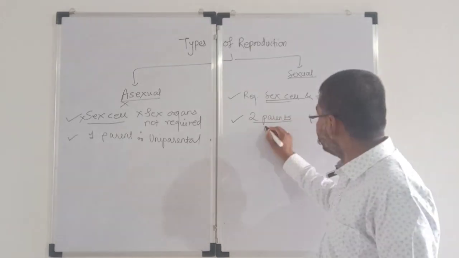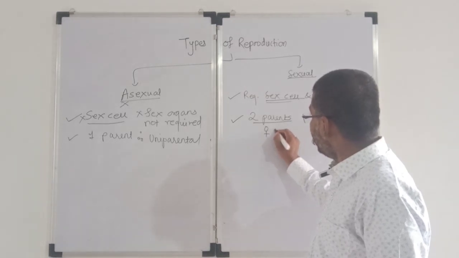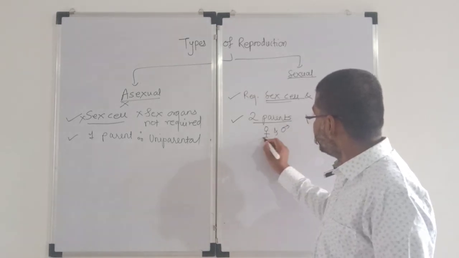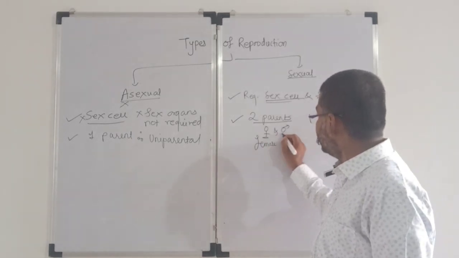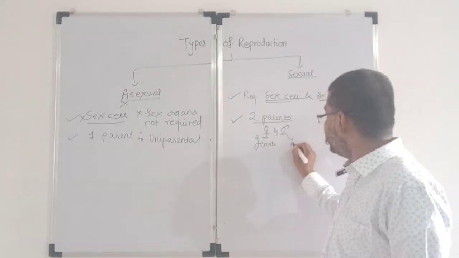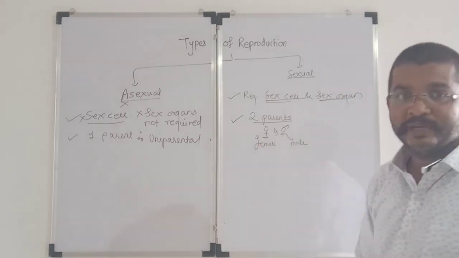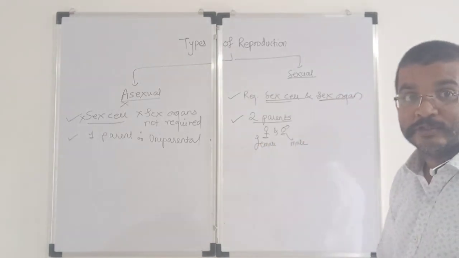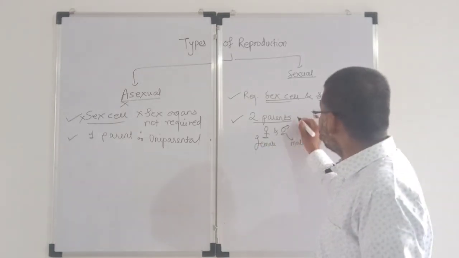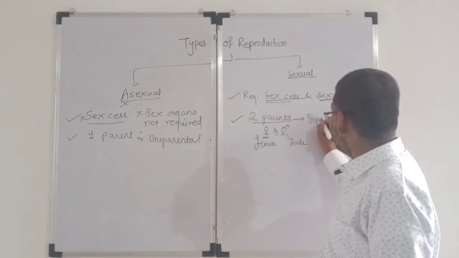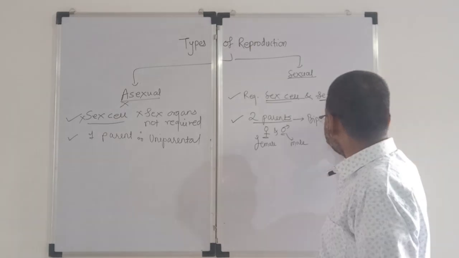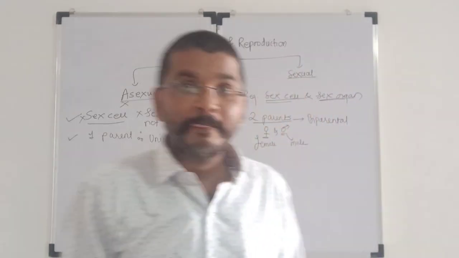Ek mother and second one father. So this symbol is used to represent femaleness, and this symbol is used to represent maleness. So male and female, two partners are required, means two parents are required for the process of sexual reproduction. Therefore, it is called a biparental process.